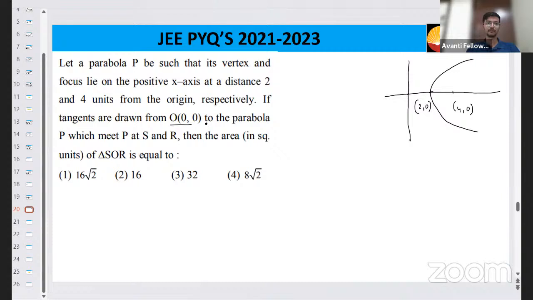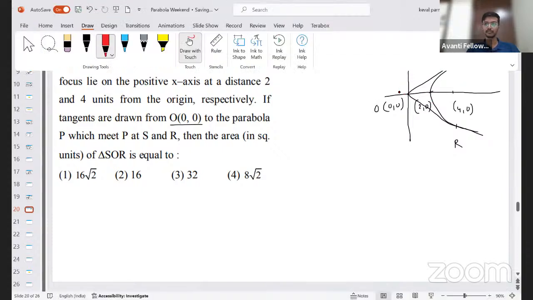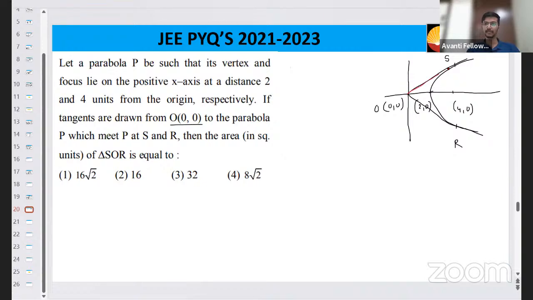If tangents are drawn from the origin, so here two tangents are drawn from (0, 0) to the parabola at S and R. So this is the point S. This is the point R. Then the area of triangle SOR. This is the point O. So basically, let me change the color. We have to find the area of triangle SOR.